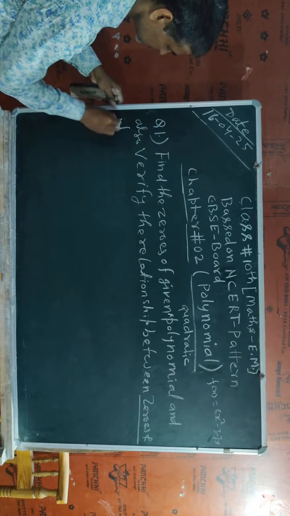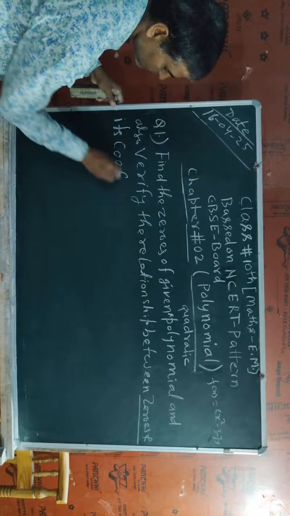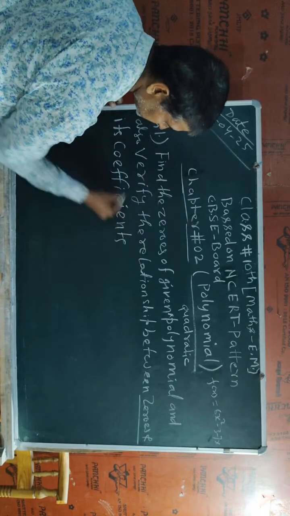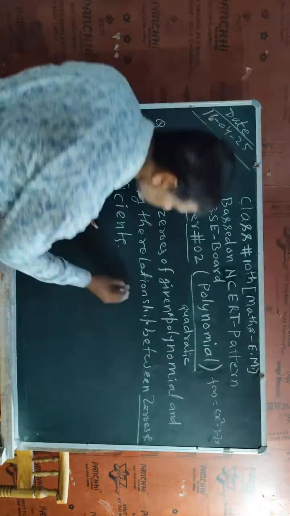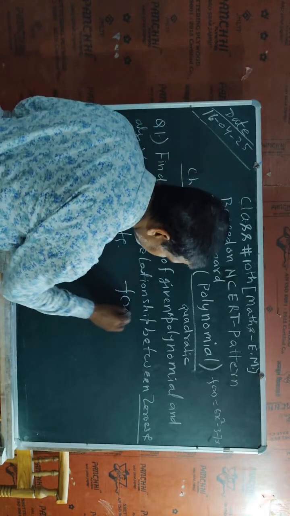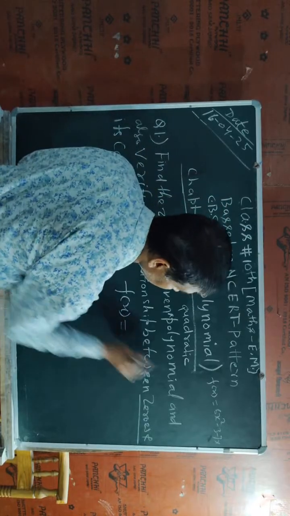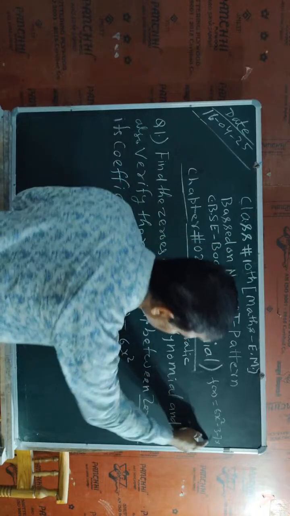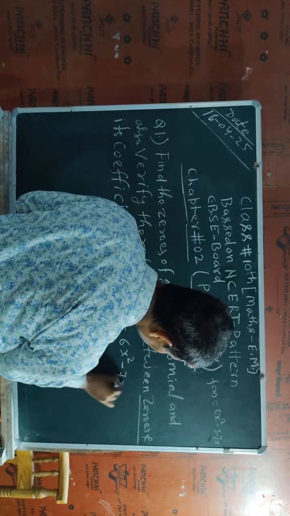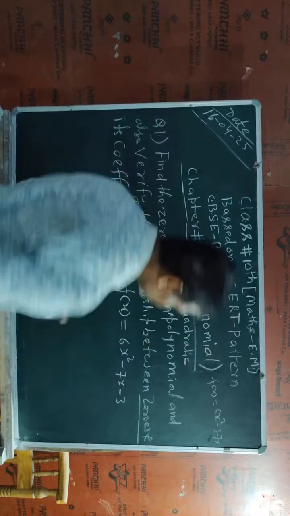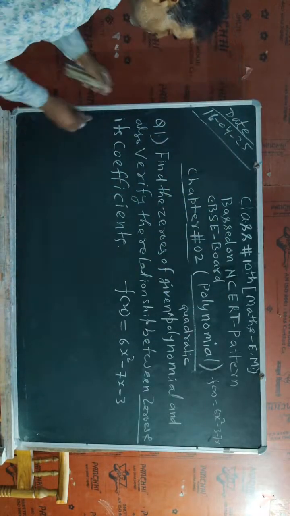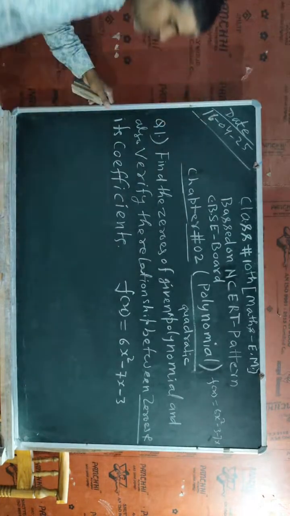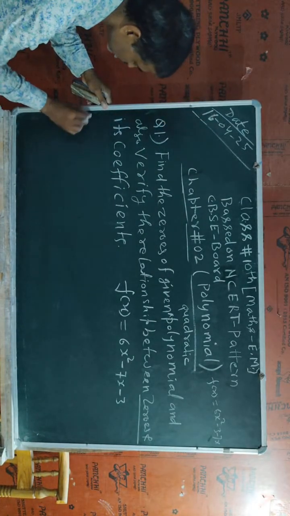Its coefficient. Okay, student. Now the given polynomial is like this: f of x is equal to, writing it in arranged form, 6x square minus 7x minus 3. Okay, student, so here I am going to give the solution of the second question.